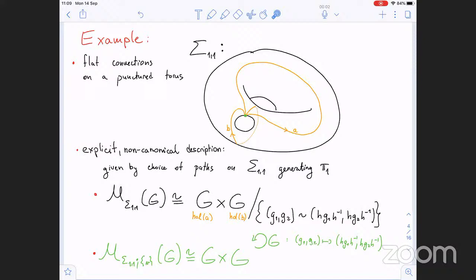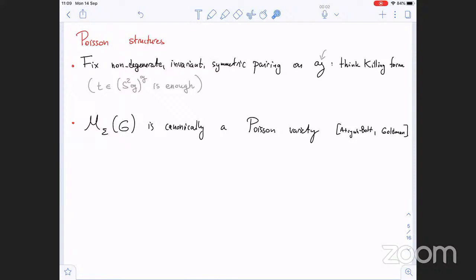So let me talk a bit about the Poisson structures on these moduli spaces. This goes back, as I said, to Atiyah, Bott, and then Goldman. One needs to fix a non-degenerate invariant symmetric pairing on G. I should maybe write that G is the Lie algebra of our connected Lie group G. You should think of a Killing form.